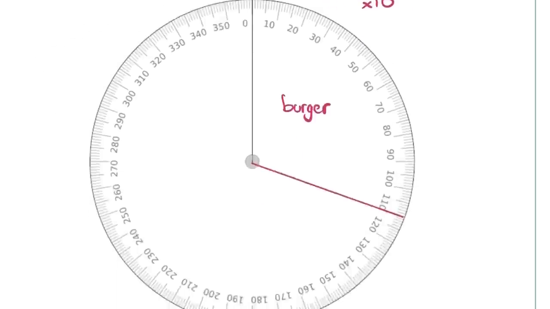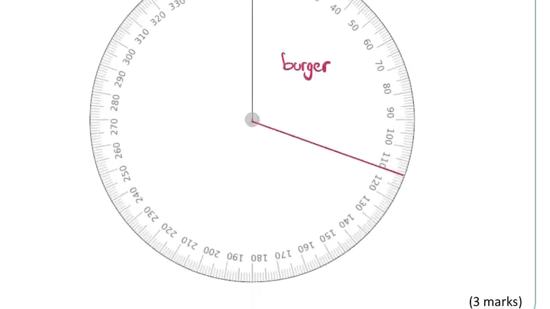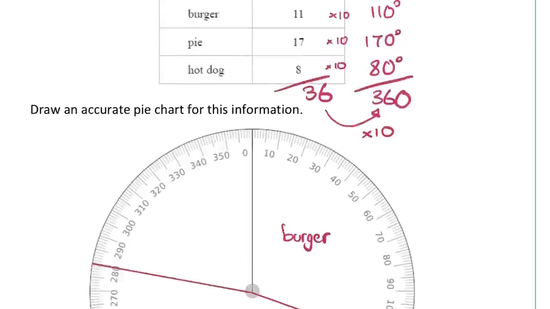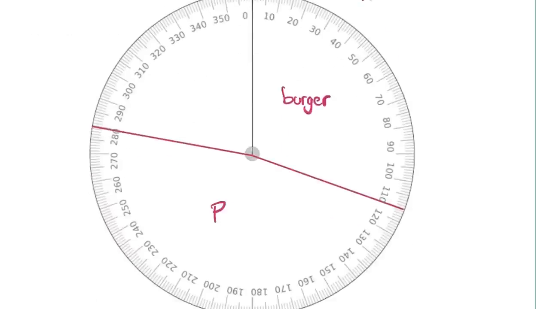Our next one is 170 degrees. Now, if you have a 180 degree protractor, it is a bit easier, to be fair, because you can rotate your protractor around and make sure 0 is pointing down that new line. As I'm using a 360 degree one, I'm going to have to add 170 onto my 110, which is going to be 280. So I need to go all the way over by 280. There we go, join that up to the centre, and that is for the pie.